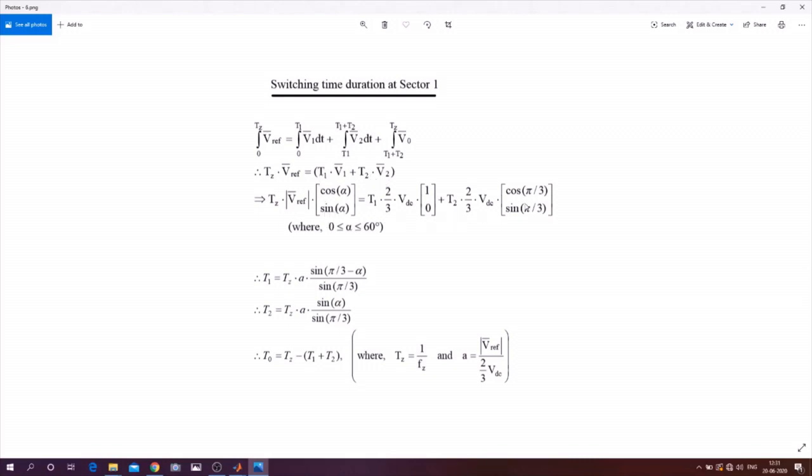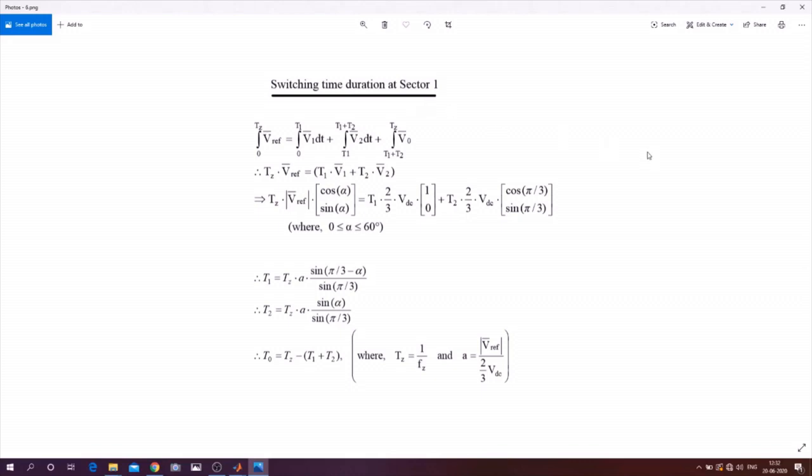Now we have put in the formulas and we have got this result: T1 is Tz a sine of pi by 3 minus alpha. Alpha is the angle that we found out earlier, and T2 is given by this one, where a is the modulation index. How will we find the modulation index? It is V reference by 2 by 3 VDC. Tz is the sampling time, that is 1 by frequency. Okay, so this is for sector 1.